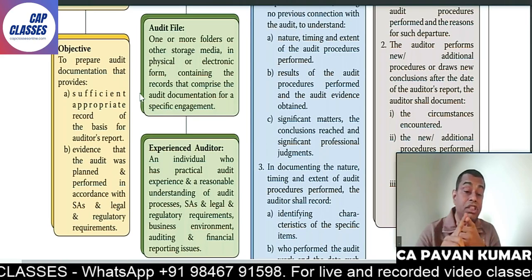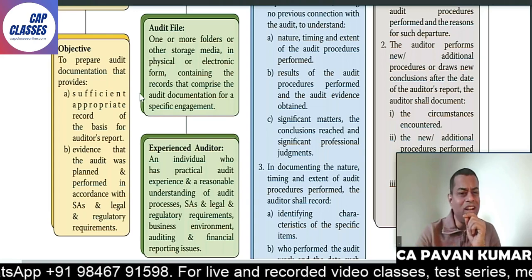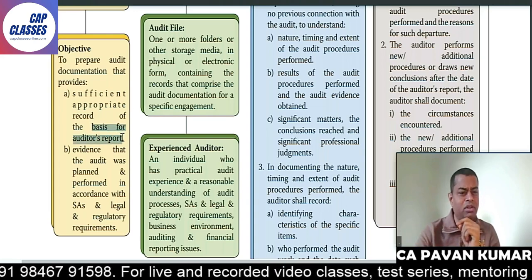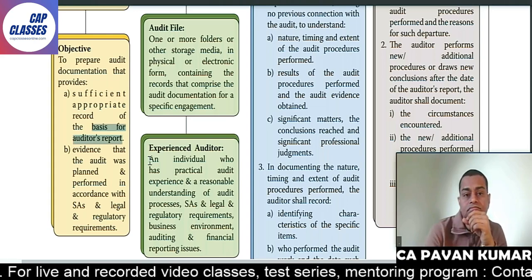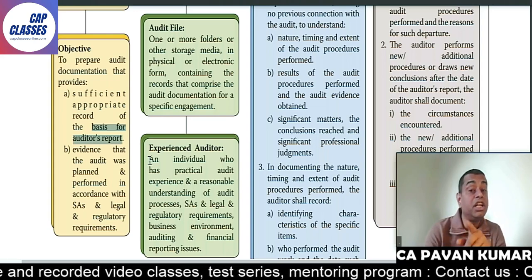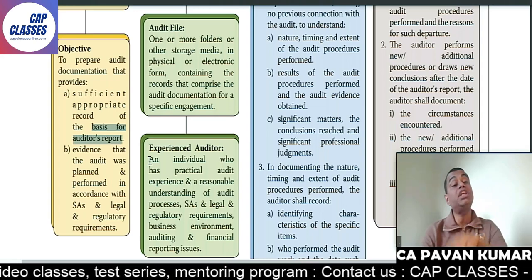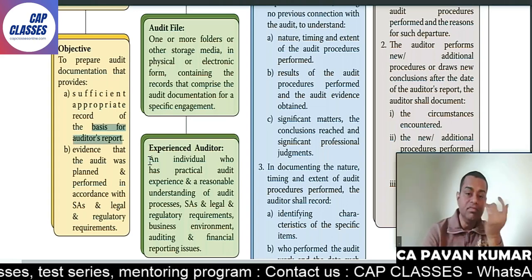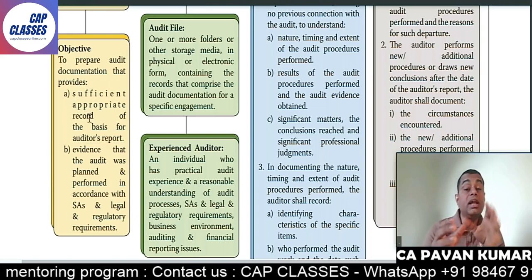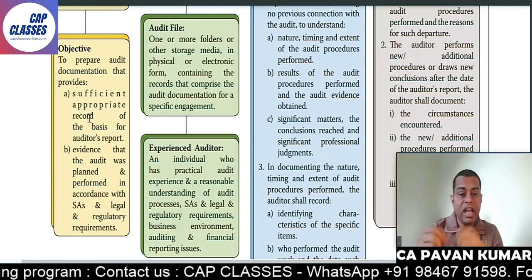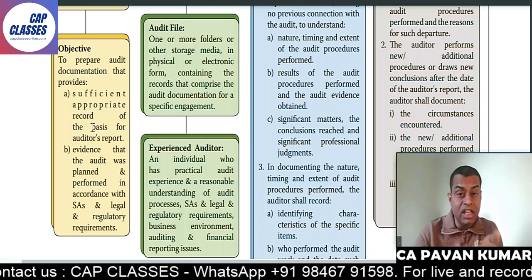One, sufficient, appropriate record of the basis of auditor's report. What is the record of basis of audit report? Oh my God. Underline audit evidence. Have you collected sufficient, appropriate audit evidence? Yes. Audit documentation provides this. To prepare audit documentation that provides sufficient, appropriate record for the basis of auditor's report. What is basis of audit report? Evidence. Evidence is the basis of audit report.